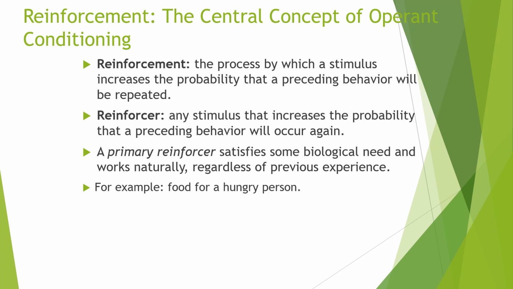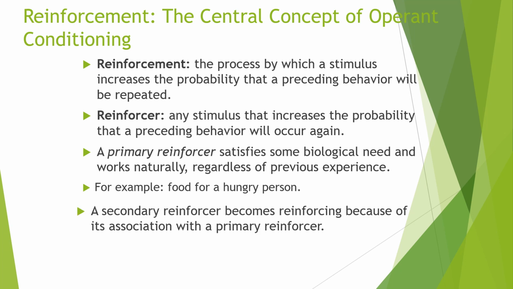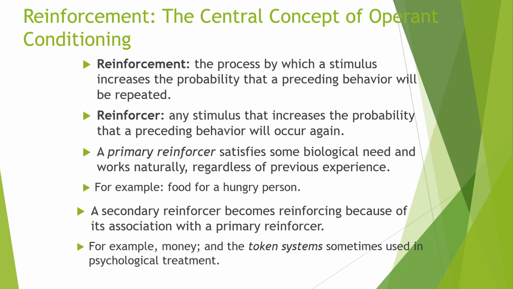Now, a secondary reinforcer is something that you use in order to get the primary reinforcer. So if your primary reinforcer is food, what do you need in order to get food? Most of the time, you need money. So money is a great example of a secondary reinforcer because you're going to use that money in order to get the primary reinforcer.